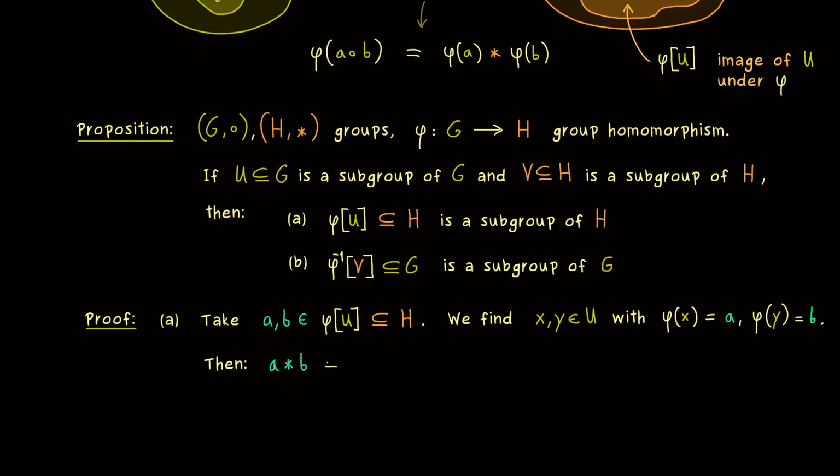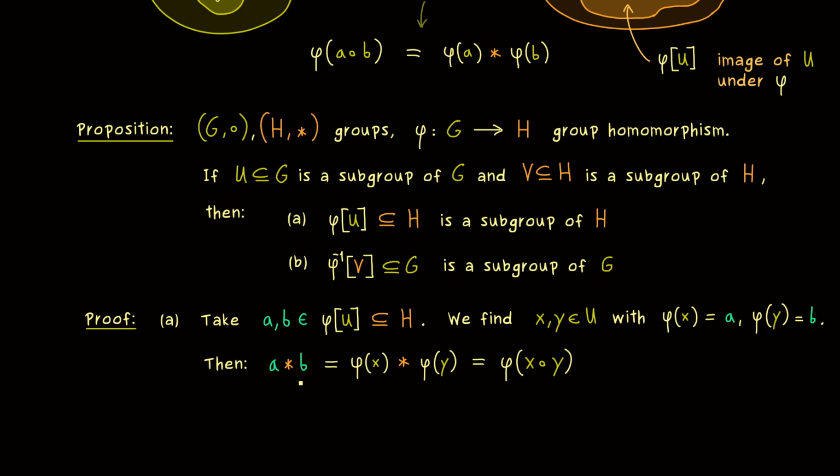Hence, in the first step here, let's substitute A and B. So we get phi of X star phi of Y. And exactly at this point you should recognize that we can use the property of a group homomorphism. To say it in a sloppy way, we can pull in the binary operation. So in this case we get phi of x, y.